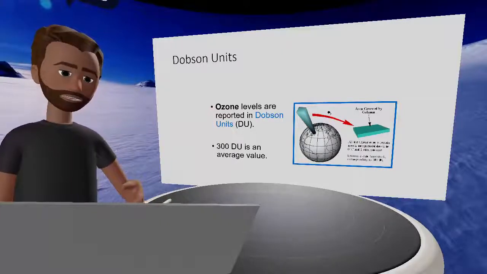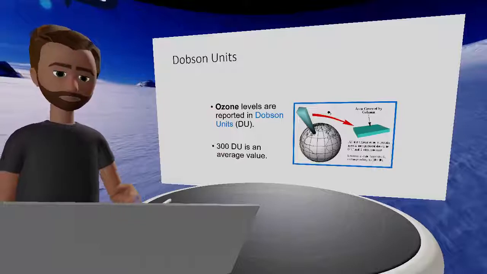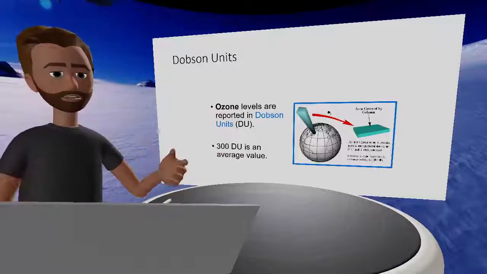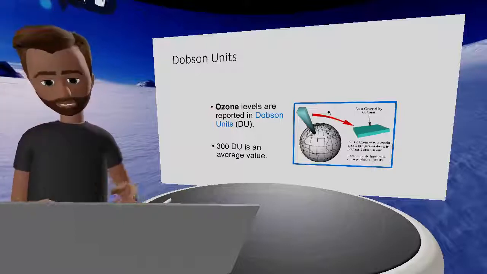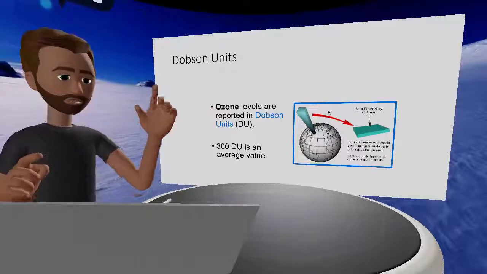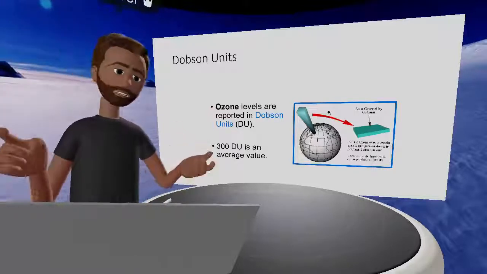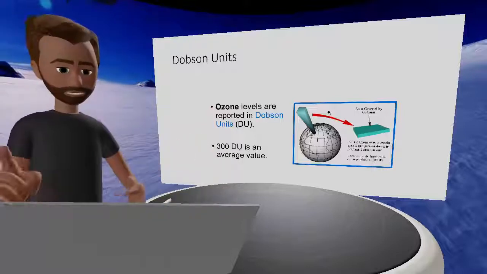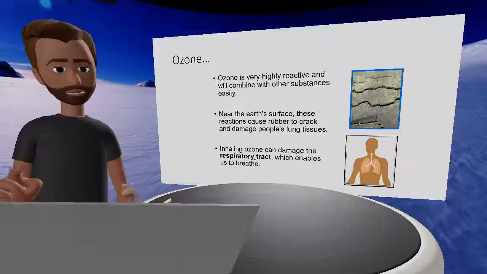Now, a Dobson unit is 0.01 millimeters thick. So 300 Dobson units would be 3 millimeters thick of ozone when you condense it all the way back down. So we're not talking loads, it's like the thickness of a thick eggshell or a penny, but it is a significant amount of ozone.